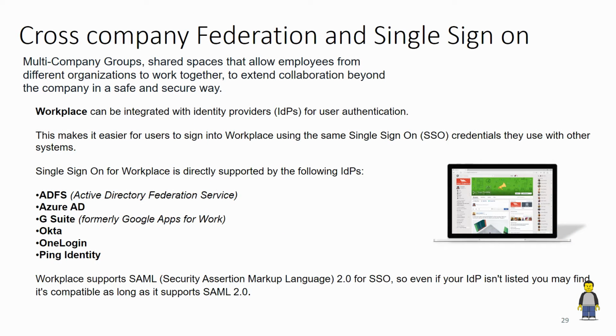So, cross-company federation and single sign-on: multi-company groups and shared spaces that allow employees from different organizations to work together to extend collaboration beyond the company in a safe and secure way. Workplace can be integrated with identity providers for user authentication. There's nothing to install on-premise. All you have to do is work with either ADFS, Azure AD, G Suite, Okta, OneLogin or Ping Identity, all of which are supported to work with your single sign-on solution. Workplace also supports SAML, the Security Assertion Markup Language, for single sign-on. So you should be able to integrate that into your solution with no problems.